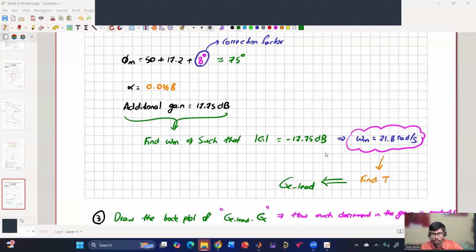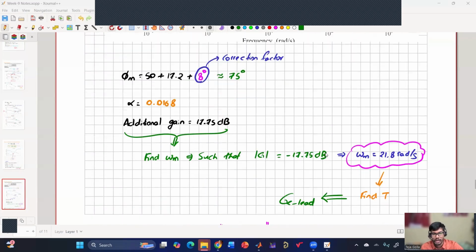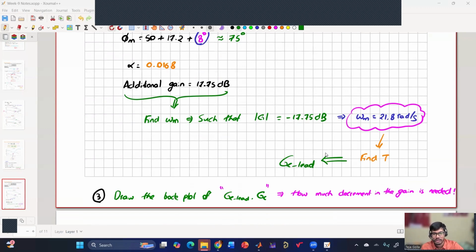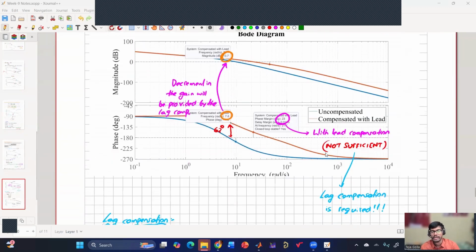And then I have obtained this omega from the Bode plot, and that omega is leading to a certain T. Then I have drawn the Bode plot of GC lead into G, and I have seen whether my design criteria is being met or not. Even with phi m of 75 degrees, my lead compensation itself is not sufficient, which necessitates the lag compensation, because phi m can be maximum 90 degrees, right? It can't be above 90 because it's 0 to 90 degrees. But 75 itself is not sufficient, and I'll need an additional at least 27 degrees. So I'll be needing lag compensation.